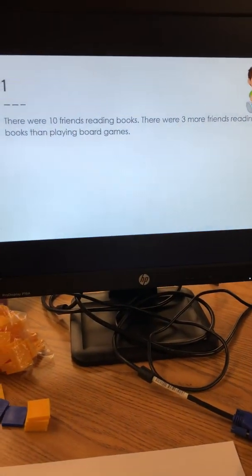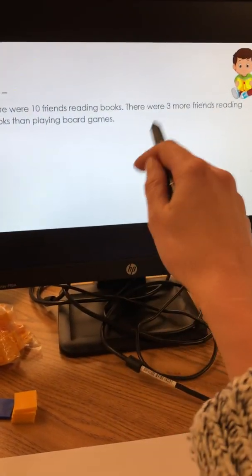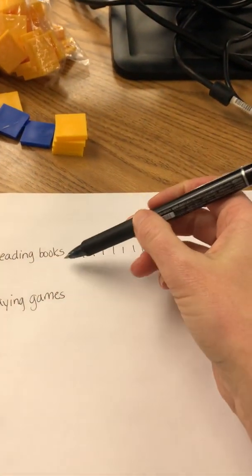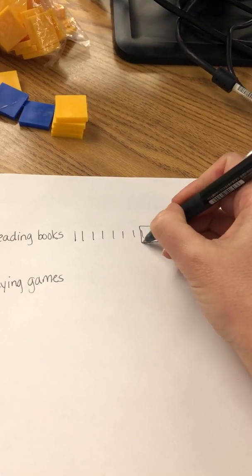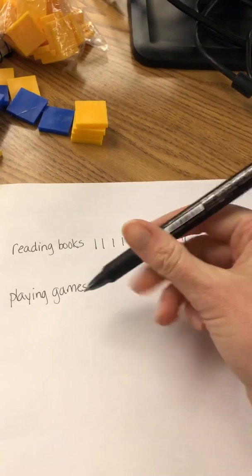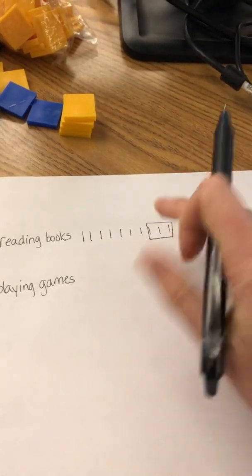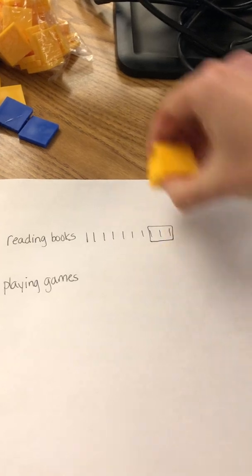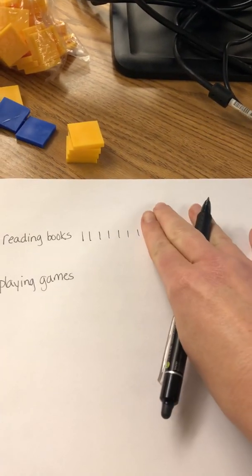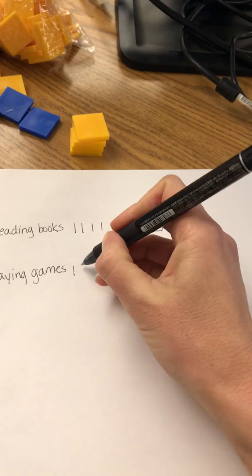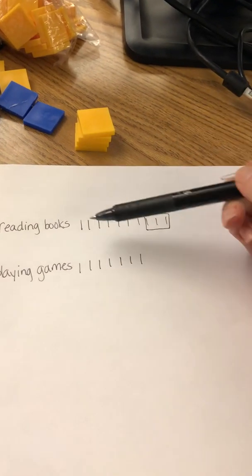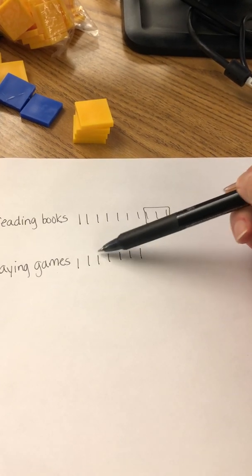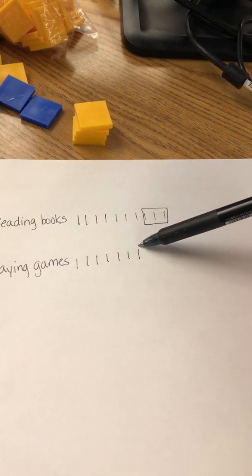Reveal the next quantity. There were 10 friends reading books. There were 3 more friends reading books than playing games. So if there are 3 more friends reading books than playing games, how many friends were playing games? And so this is where they would talk about, well, they had their counters. They would talk that there are 3 here, so how many? And then they can make that comparison by matching up their snap cubes or counters. And so then they can see that there's 1, 2, 3, 4, 5, 6, 7 students playing games.